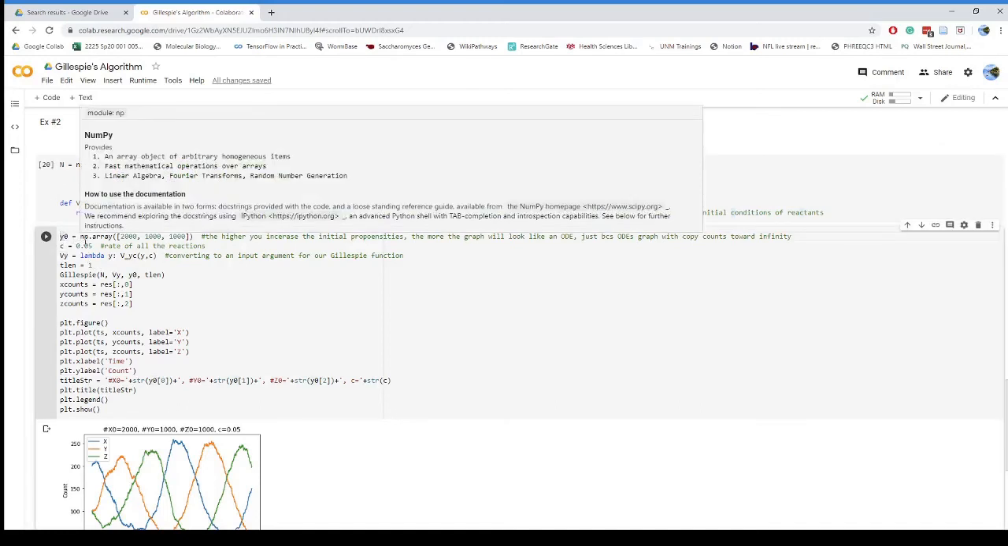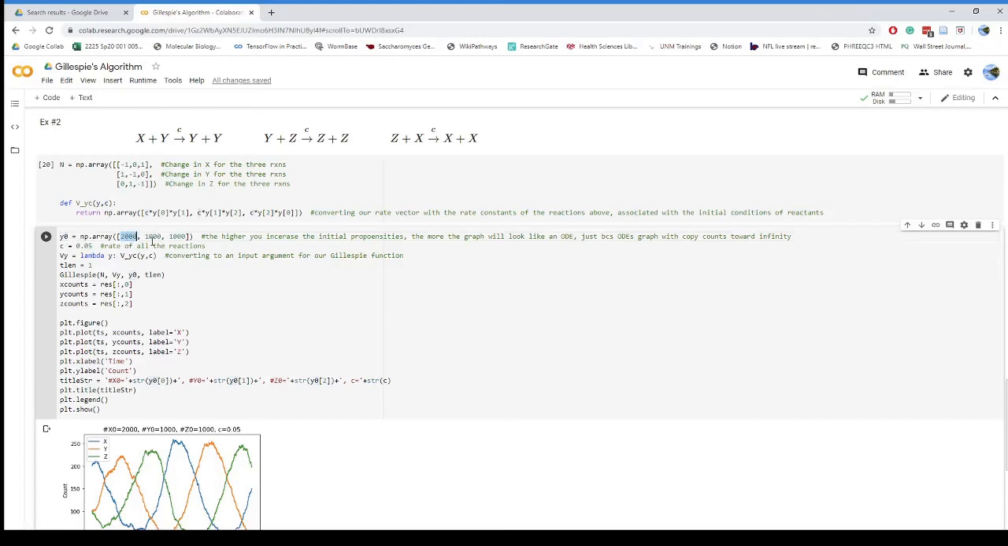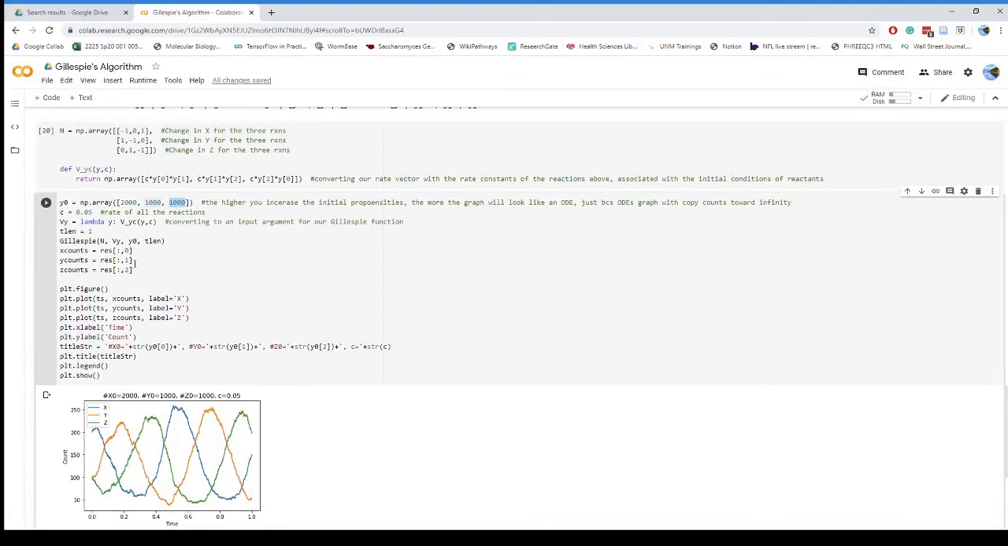Moving on to our initial state function, these correspond with x, y, z, the number of molecules that are associated with the propensities. The higher the propensities, the more your graph will look like an ODE, an ordinary differential equation, right, those count towards infinity. C is our rate for all three. Vy we define as the lambda y of this function given y and c. Our time length will not run past 1. It oscillates a lot within the 1, so it's pretty redundant if you extended that further.